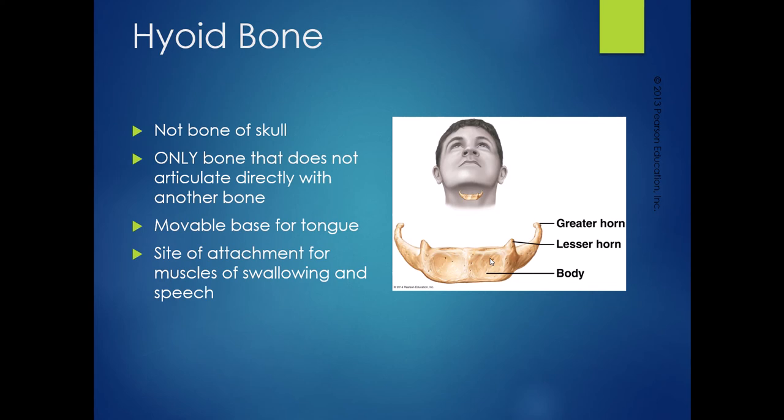And essentially what it is, is a base for your tongue. And you want it really movable so that you can move your tongue in many different ways so that you can form words and speak. There are also these little horns here where muscles will attach so that you can swallow, and also again so that you can speak. So that's the little hyoid bone.